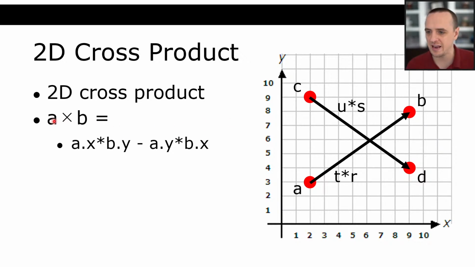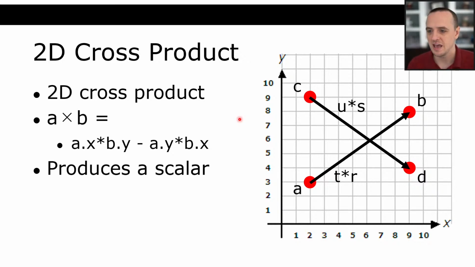If we have A cross B, that's equivalent to the X component of A times the Y component of B, minus the Y component of A times the X component of B. All right, so you take the X's and the Y's of each one, you flip them and you subtract them. That's what it is. And this is going to produce a scalar value. It's going to produce a floating point value, right?